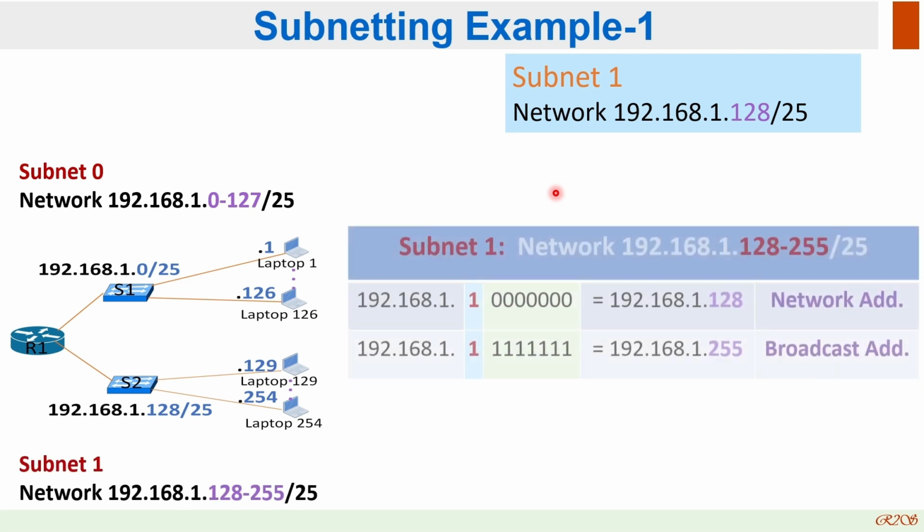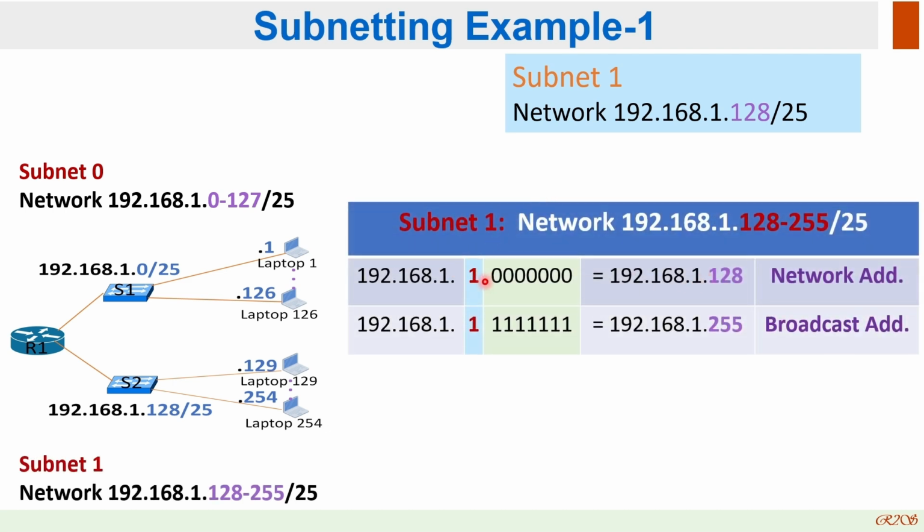And the same for subnet 1. In subnet 1, the network address is 192.168.1. So the borrowed bit is 1 and all others 0, that means 128. This is our network address for subnet 1, and the broadcast address is when all the host bits are 1. If all the host bits and the borrowed bit are 1, that means it is 255. So the broadcast address is 192.168.1.255.